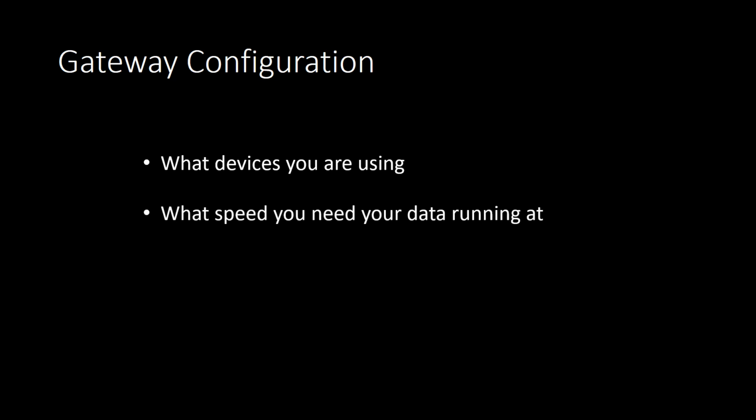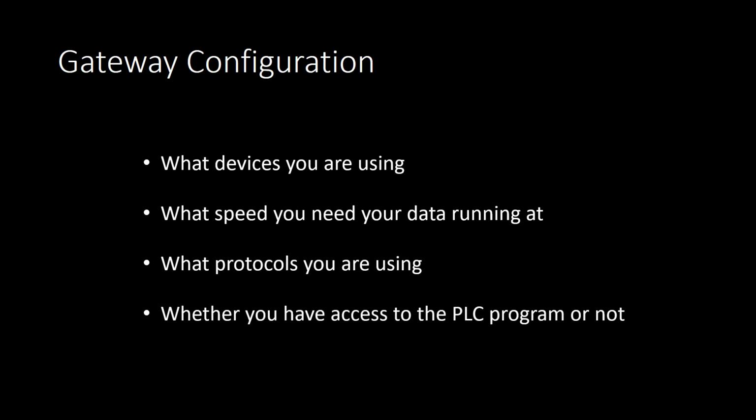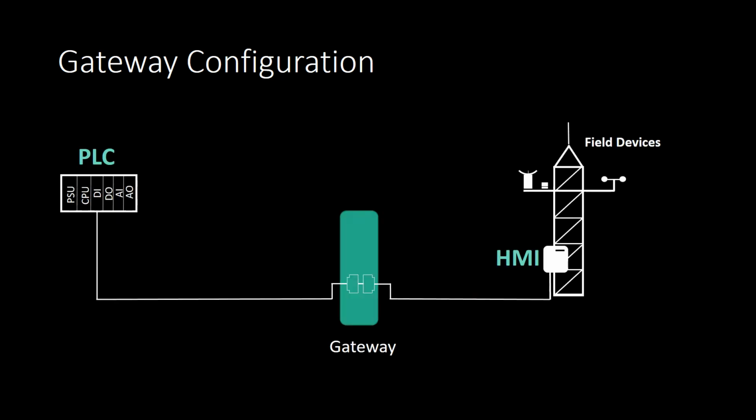The type of configuration you will need for your gateway will mainly depend on what devices you are using, what speed you need the data to be running at, what protocols you are using, and whether you have access to the PLC program or not. Here is an example of a typical gateway configuration.